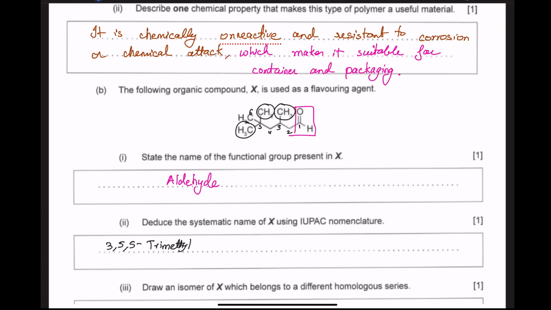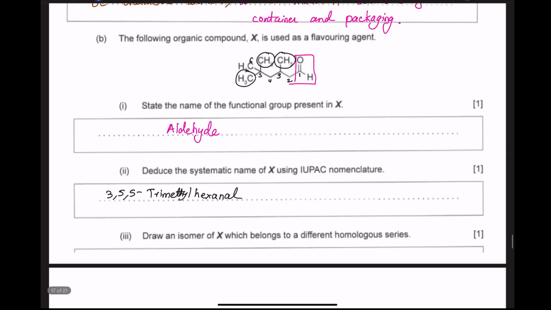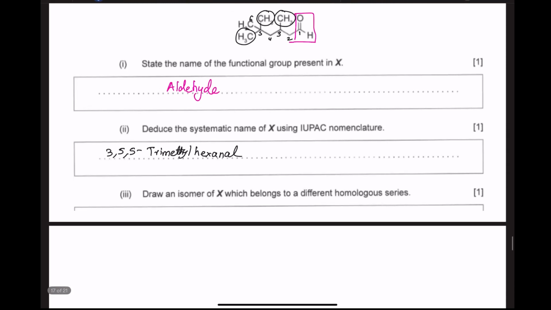6 carbon is hex. Between the carbons in the main chain, all are single bonds. So hexane, and you have aldehyde in the first position. So E will be dropped, and you'll just add al. 3,5,5-trimethylhexanal. That is the name of that. It's the IUPAC name. You have to draw an isomer which belongs to a different homologous series.